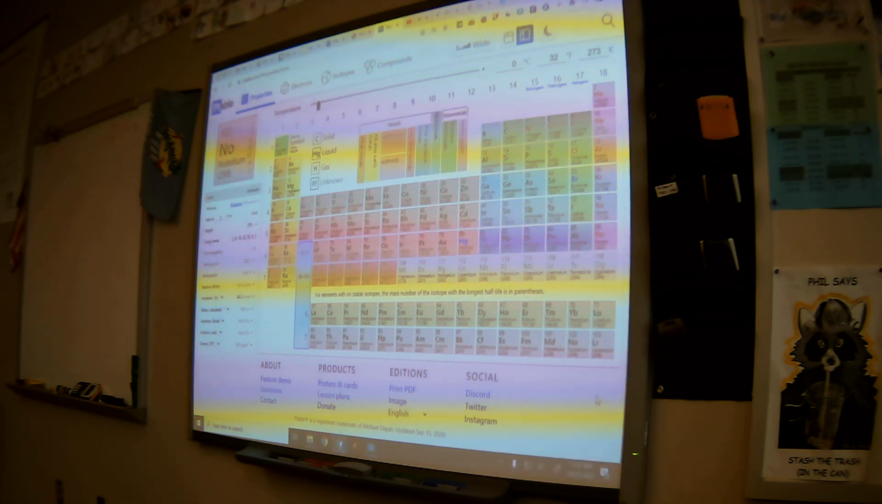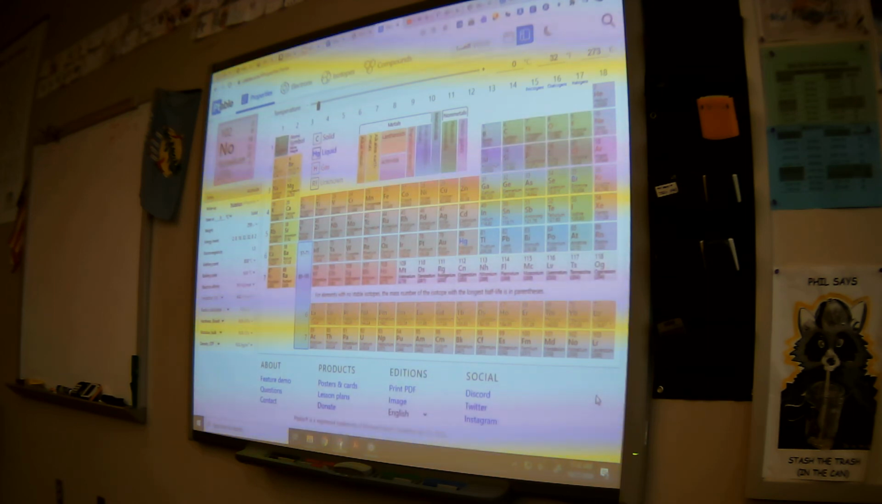We've been going through valence electrons. We've been figuring out how to count the valence electrons. We've done electron dot notation, electron configuration, all of these things. So let's figure out why.